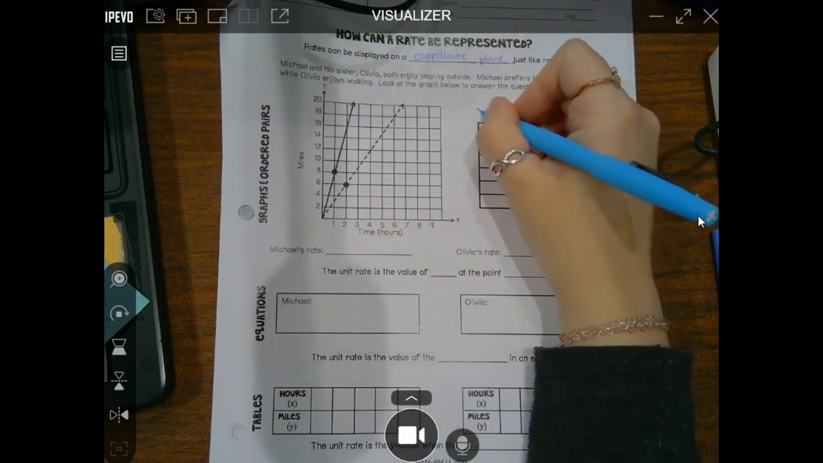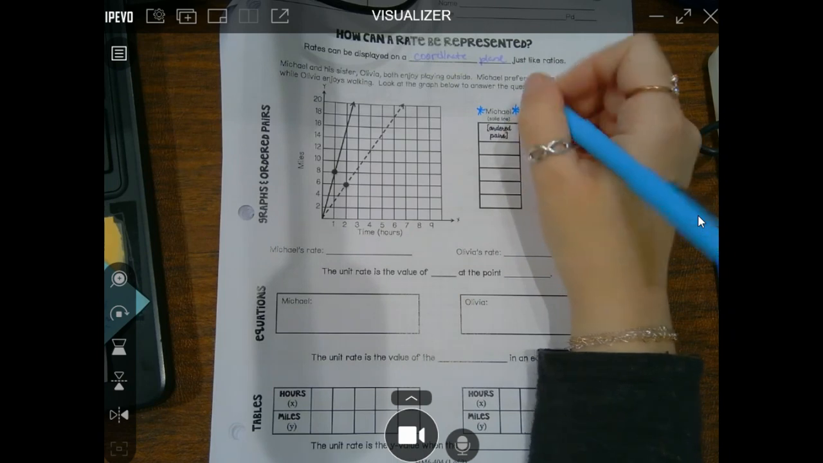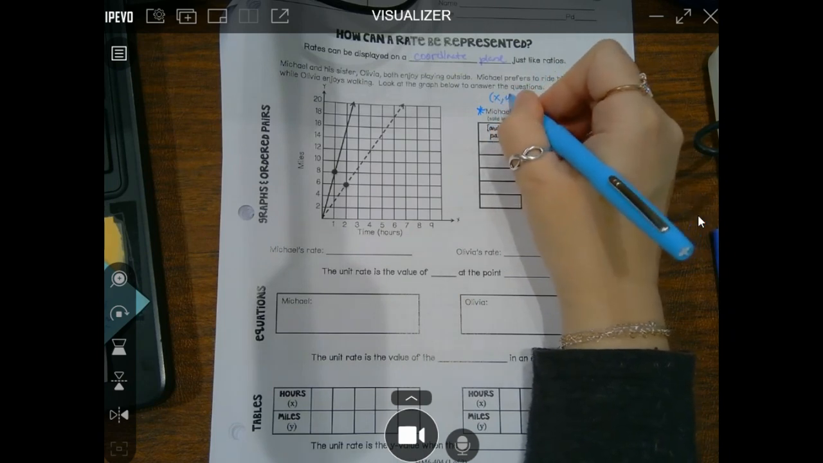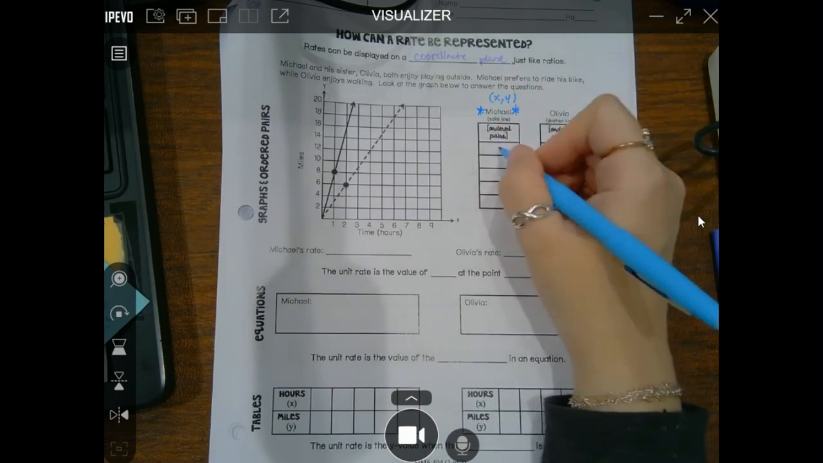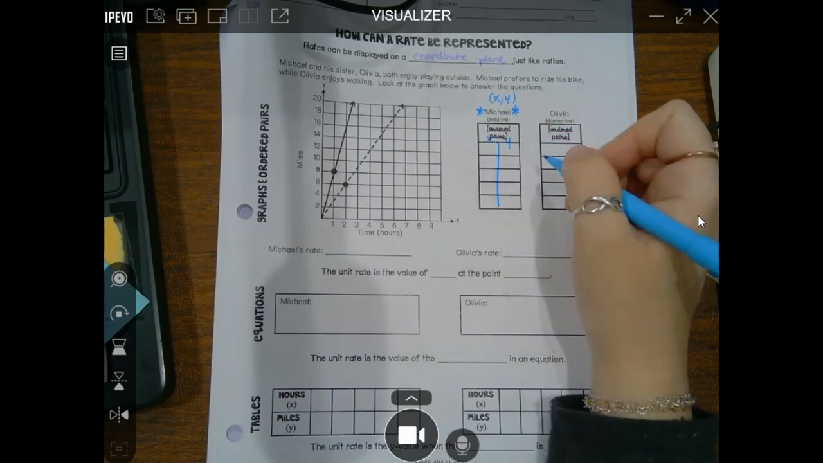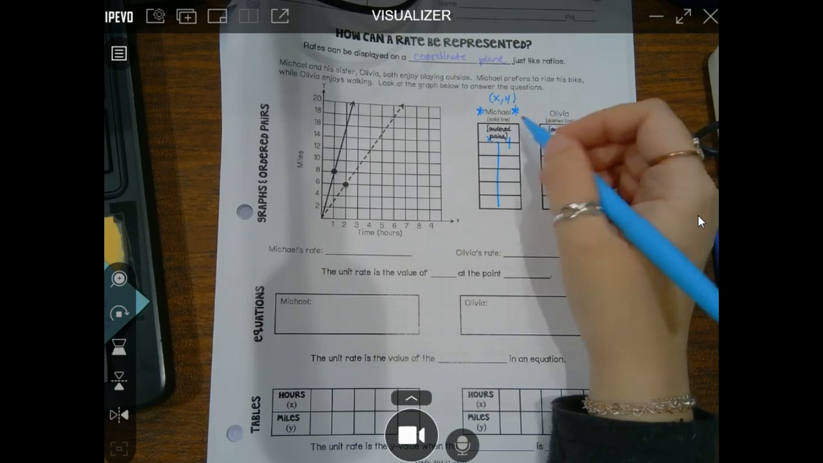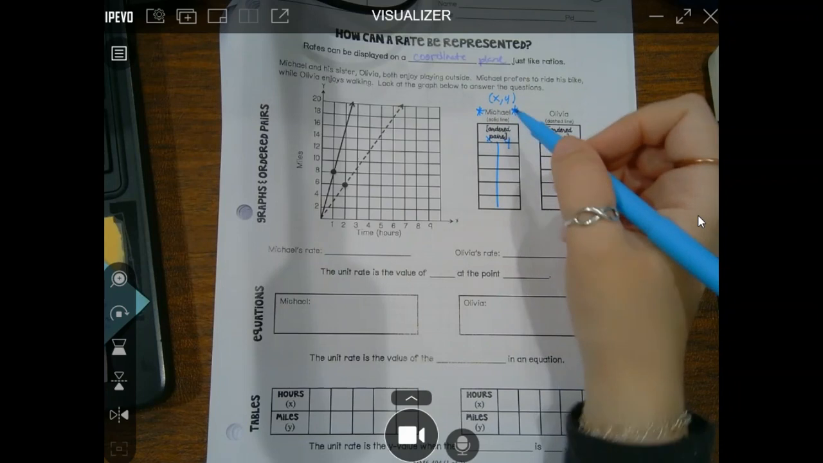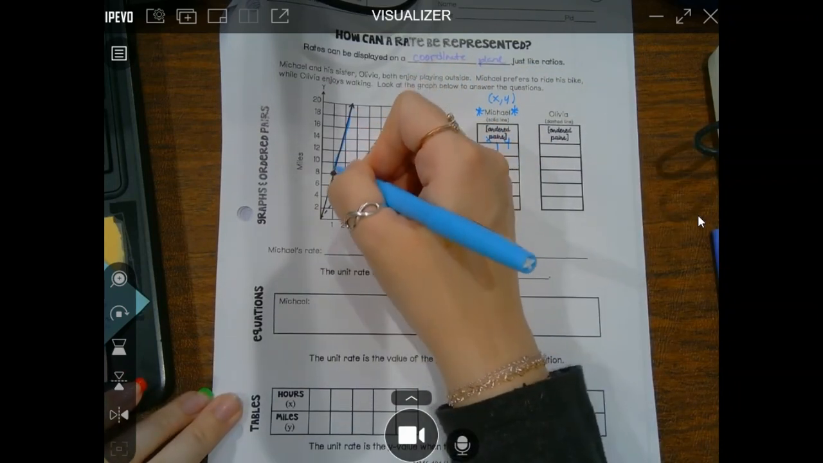Okay. Well, if they want it as ordered pairs, that's where you have x comma y, or you can also think of it as a table where it's x and y. Either way you want to think of it. So first off, which line is representing Michael over here? Well, he's the solid line. So he's this line right here.